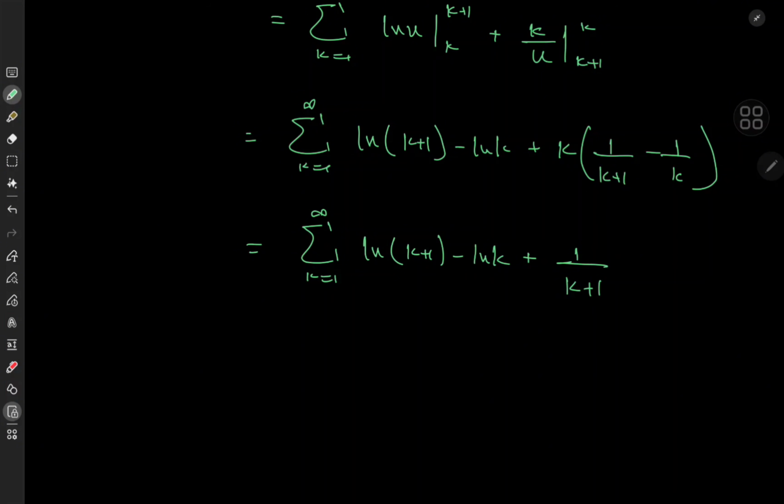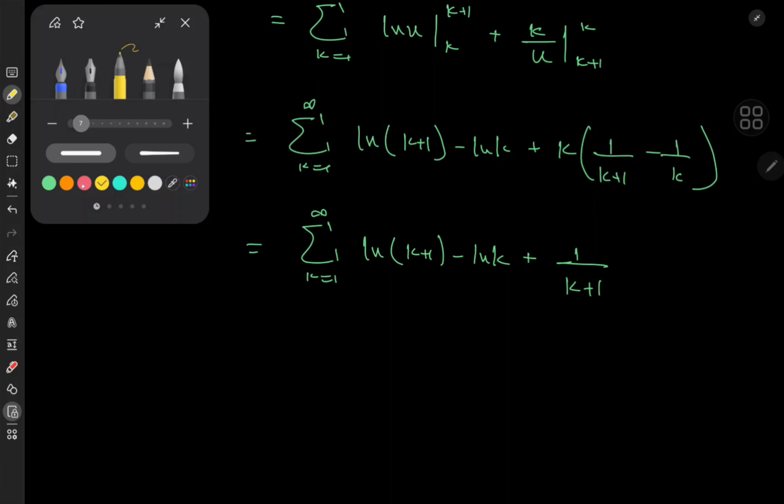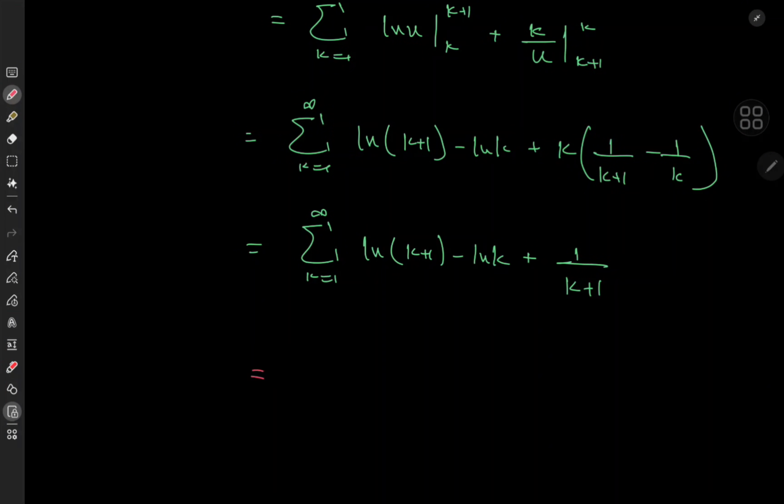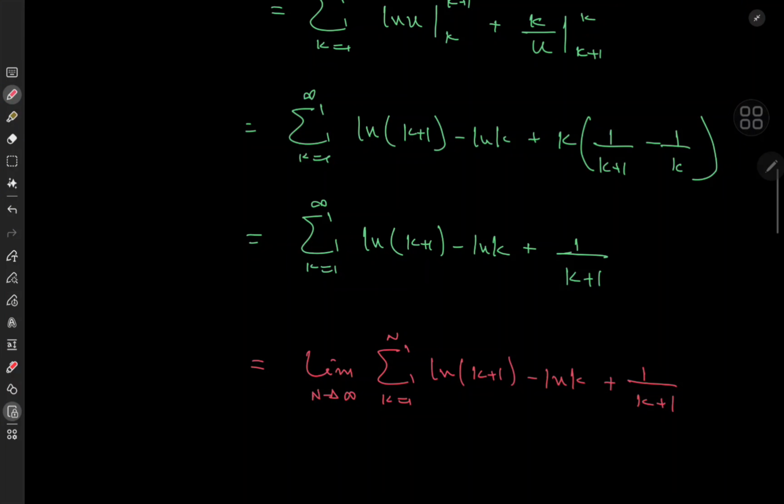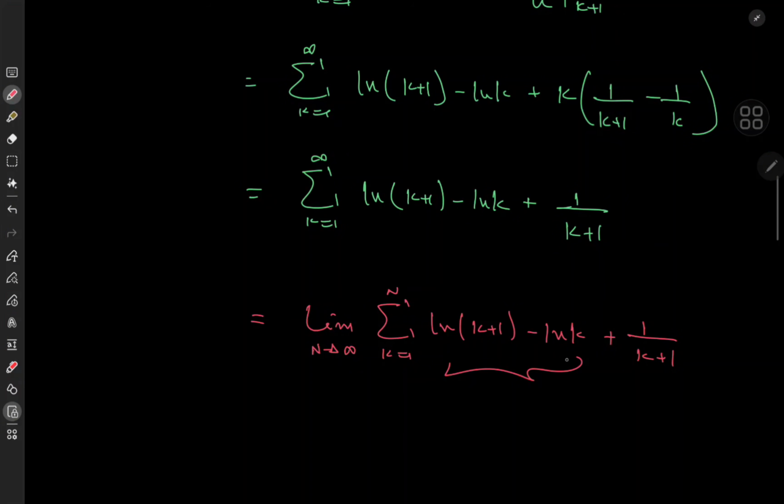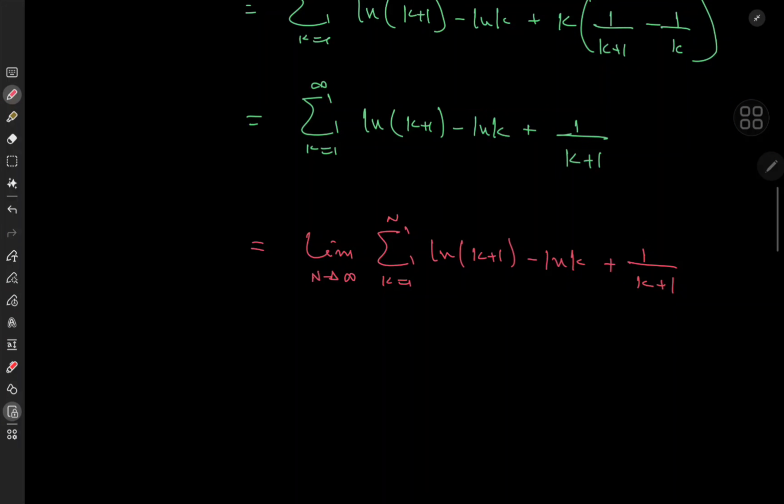So what are we going to do here? Well, we're just going to make use of a very simple definition, and that is this can be written as a limit of the sum over k from 1 to n as n tends to infinity of log of k plus 1 minus log of k plus 1 over k plus 1. And it should be clear now why this thing even converges, because you do have this telescoping term here.